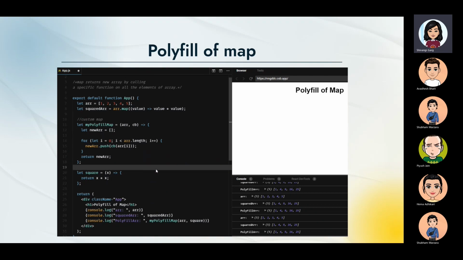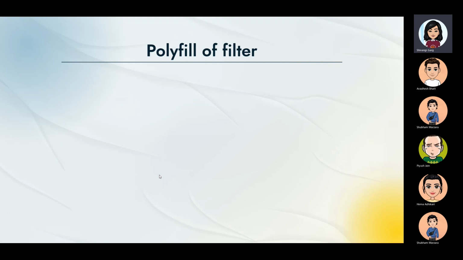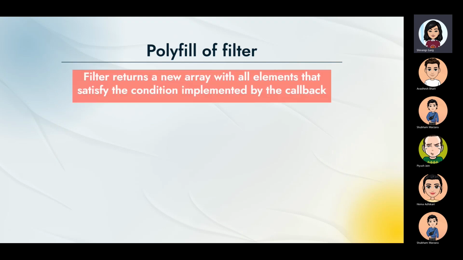This is the same thing which we have just seen, creating a polyfill of the map method. Now we will create a polyfill for the filter method. The filter method returns a new array with all the elements that satisfy the condition implemented by the callback. Filter also iterates over all the values of the parent array, but it checks a condition inside a callback and only returns those elements which satisfy that specific condition.